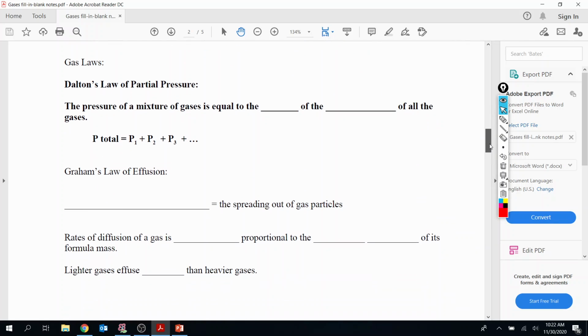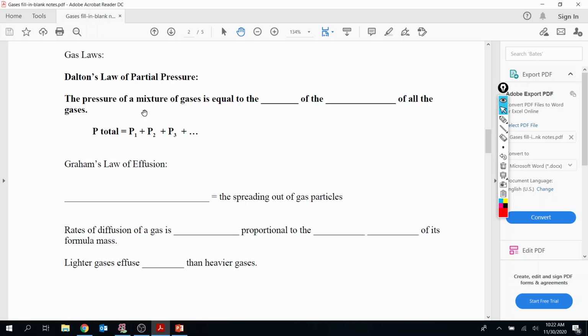All right, Dalton's law of partial pressure. The pressure of a mixture of gases is equal to the sum of the pressures of all the gases. And there's our P total equals the sum of the P parts.